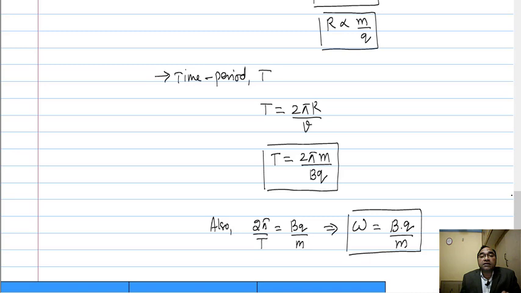The fact that the radius depends on momentum is utilized in constructing mass spectrographs, and the fact that angular velocity is independent of the radius is used in constructing cyclotrons.